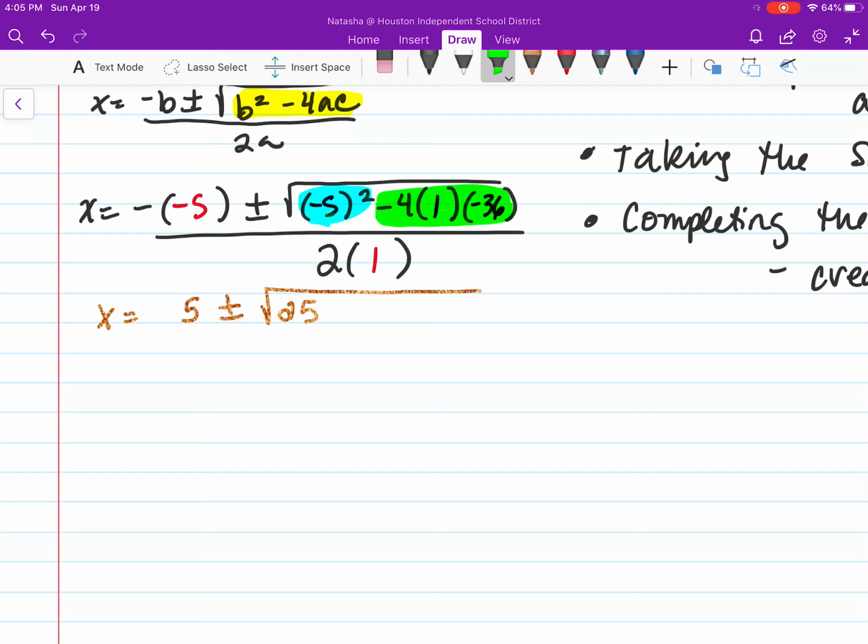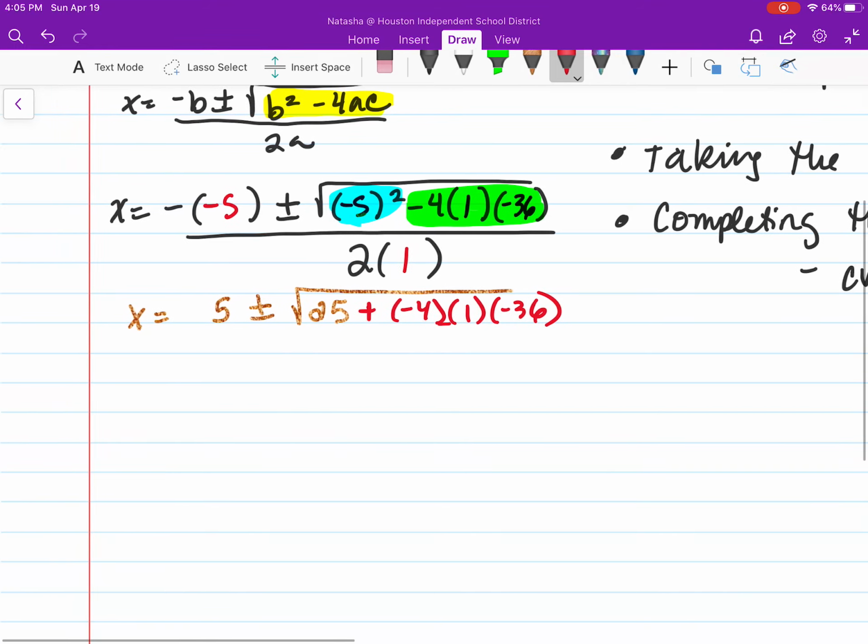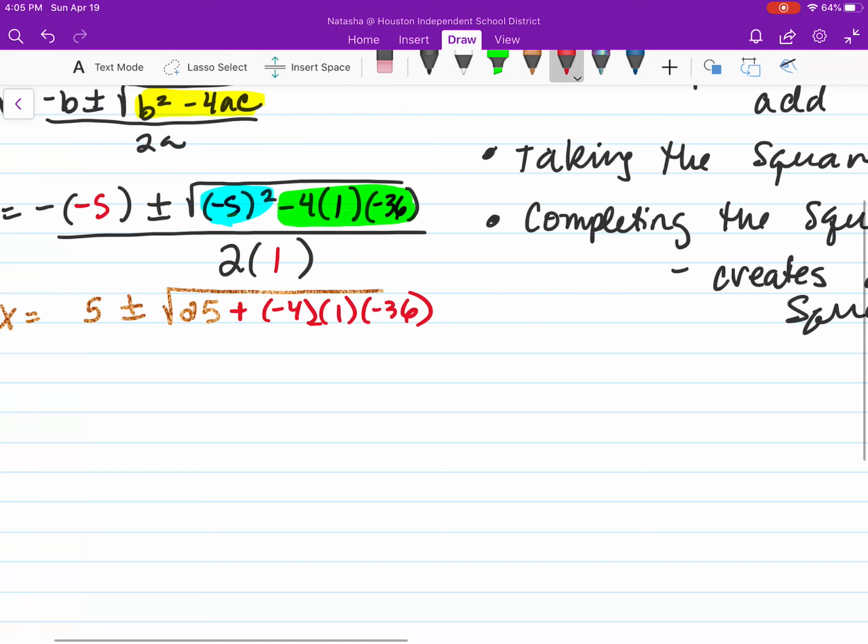We have subtraction there, but between negative 4 and 1 and negative 36, we're actually adding that whole term to the 25. Okay? So essentially this is like saying plus, and then negative 4 times 1 times negative 36. Okay? So you have multiplication happening in there.